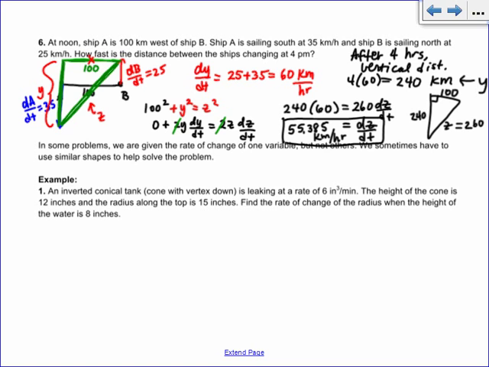So an inverted conical tank, in other words, a cone with its vertex facing down, is leaking at a rate of 6 cubic inches per minute. So what variable is that? Yeah, dV over dt. It's not just 6, but it is -6. We're losing 6 cubic inches every minute. It's leaking out.